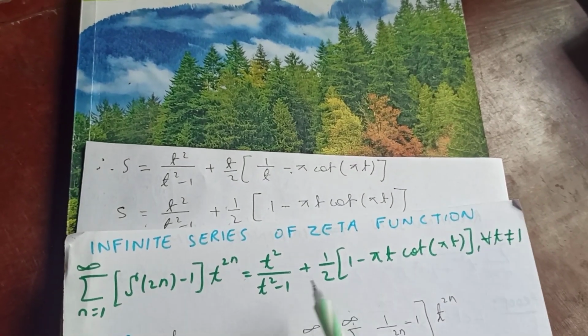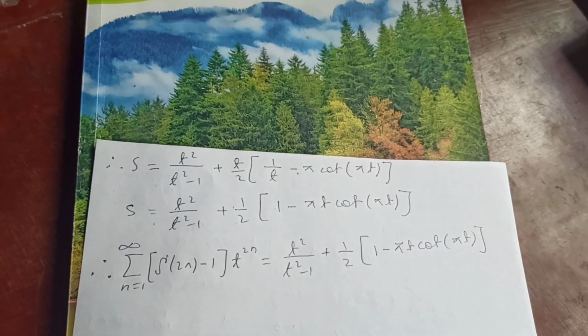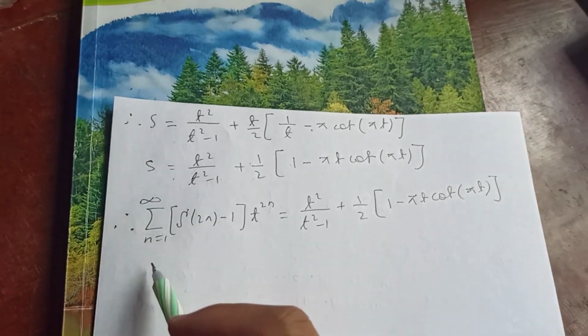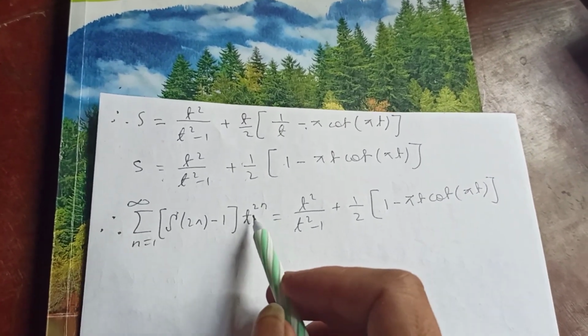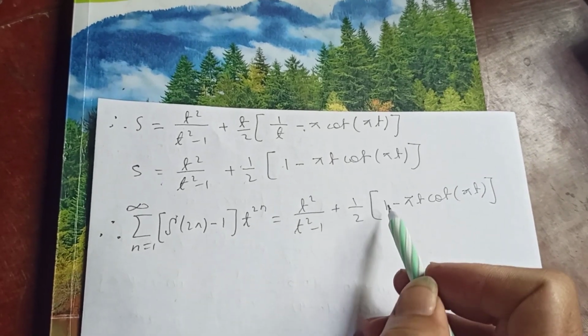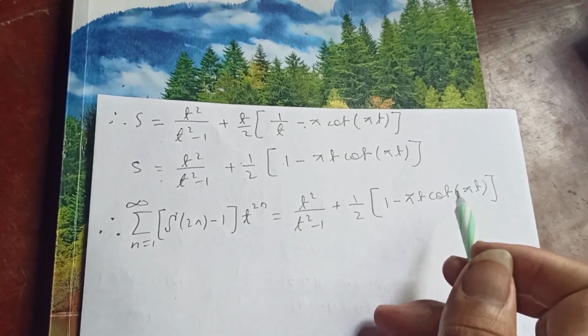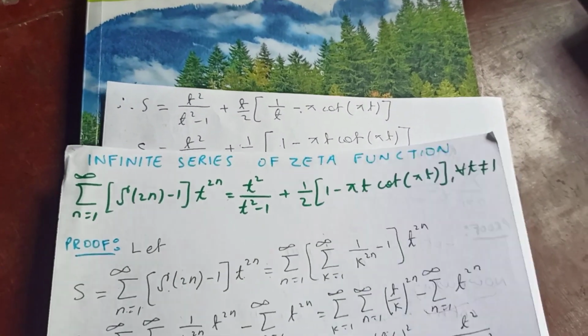So here it is. Therefore our sum from n equal to 1 to infinity zeta of 2n minus 1 t to the 2n is equal to t square upon t square minus 1 plus half times 1 minus pi t cot pi t. So that is the proof for this infinite series.